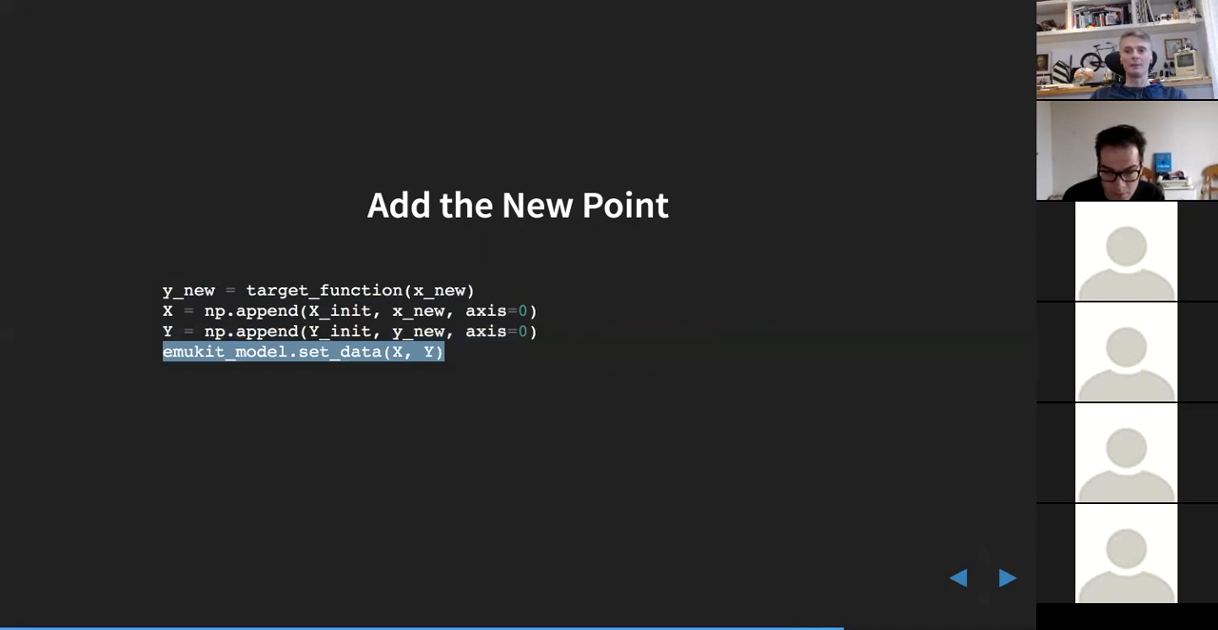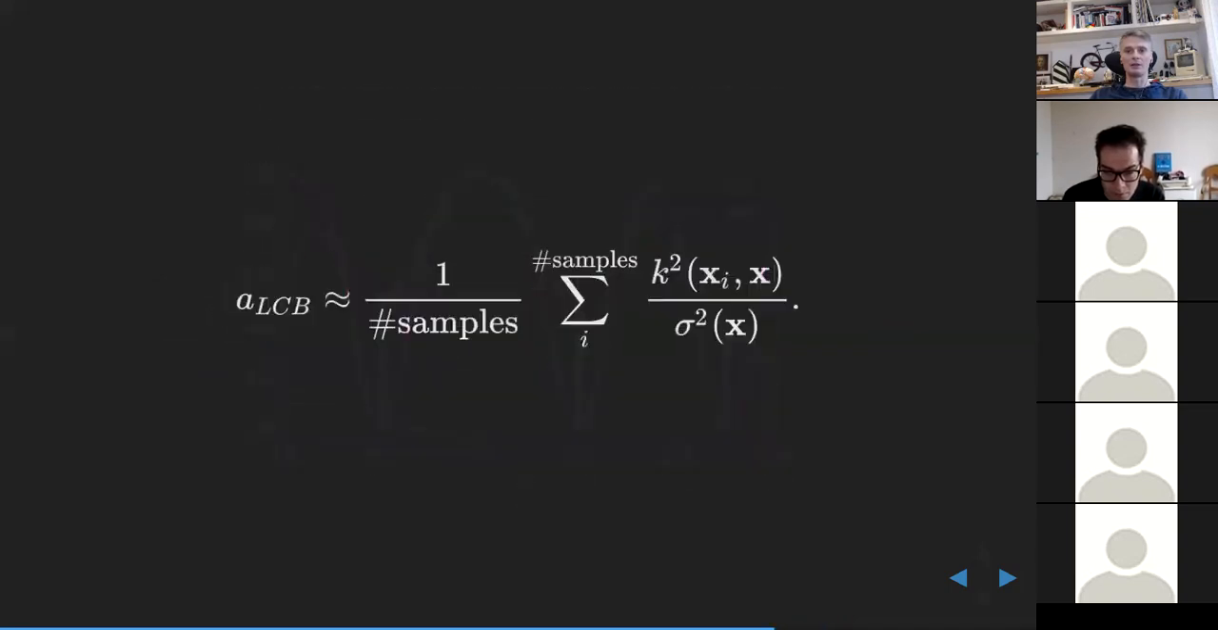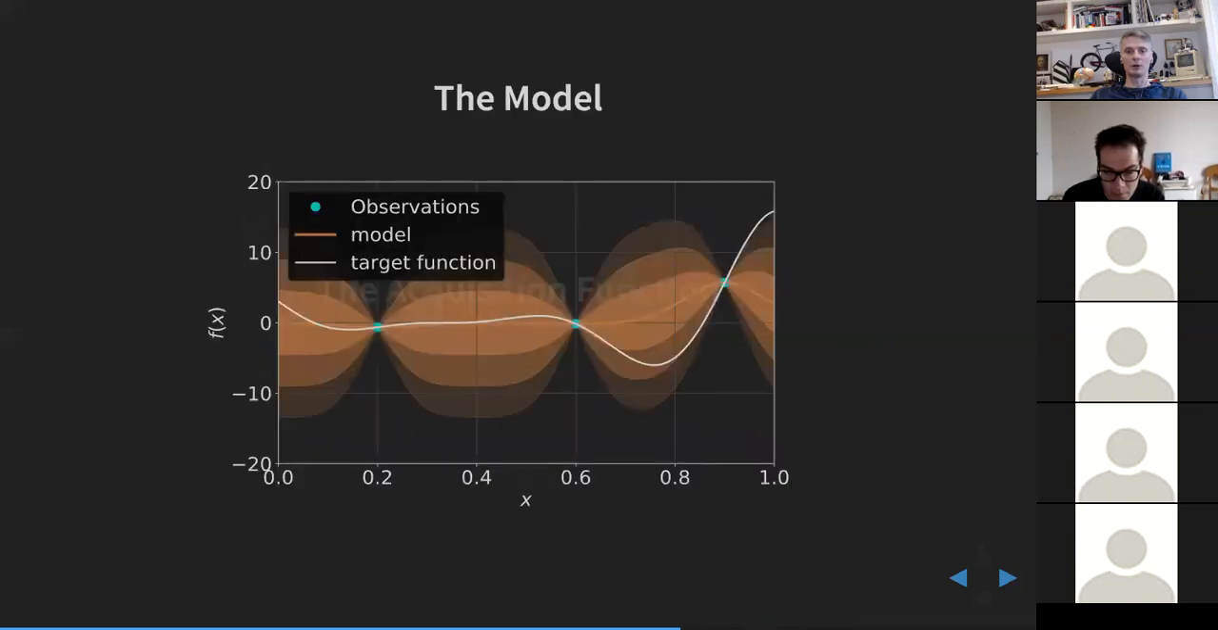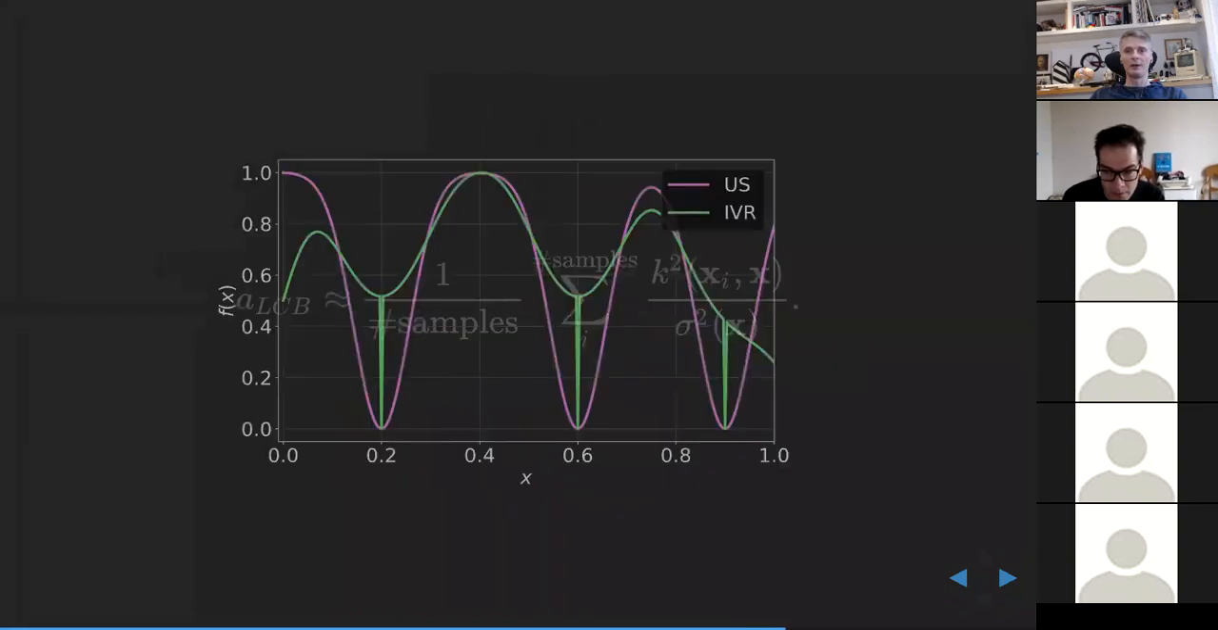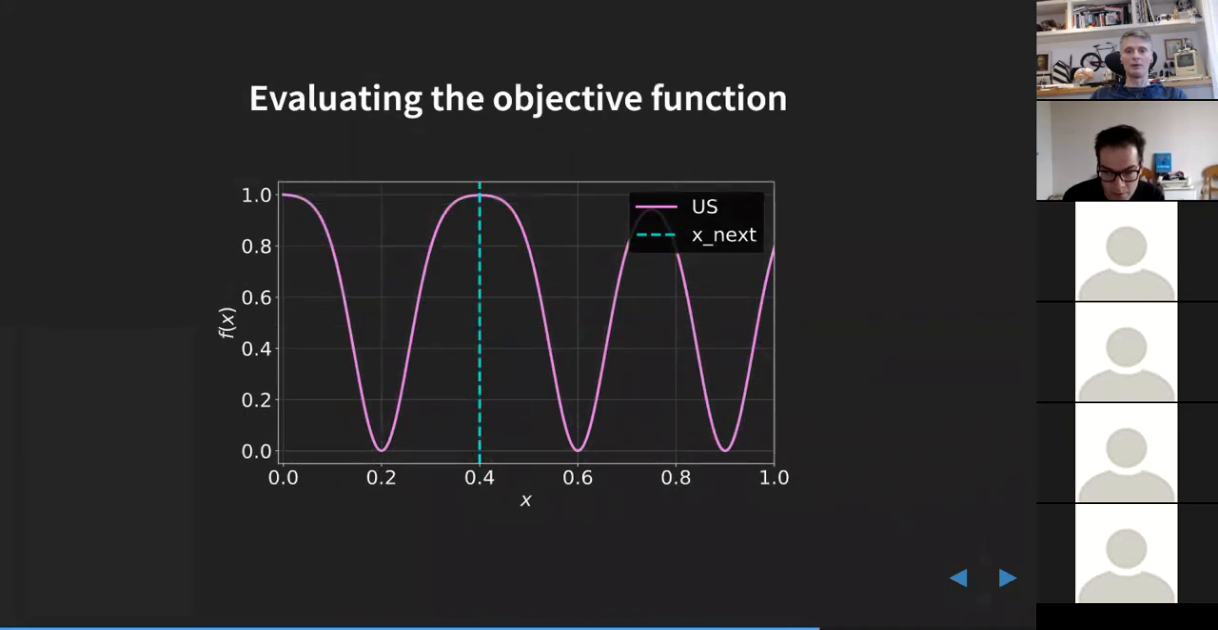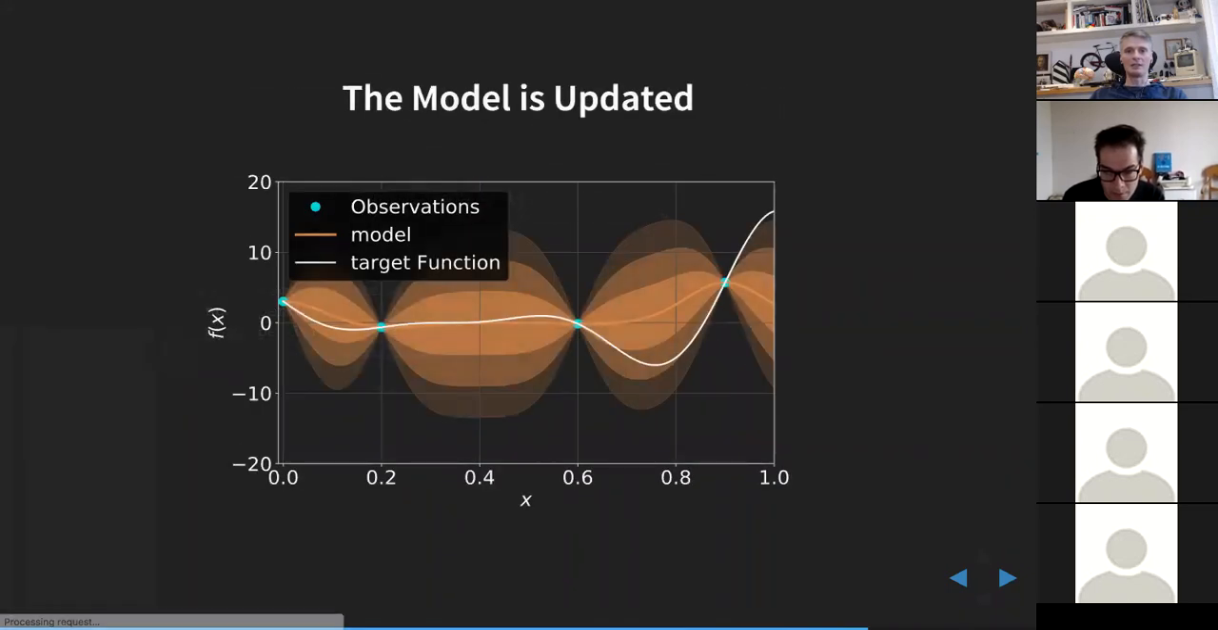So we're going from, just to remind you, this is the original model of this form. So it was suggesting to acquire at 0 or 0.4. According to the acquisition function, it was 0 or 0.4. And we happen to land on 0.4. And now this is the updated model.